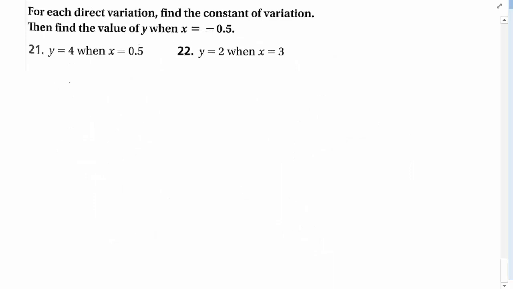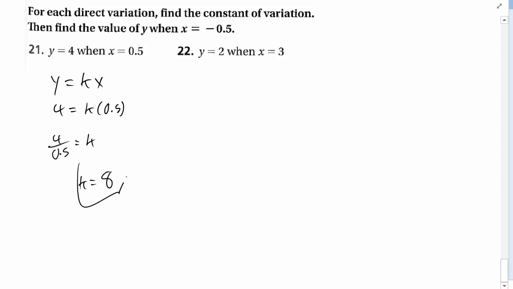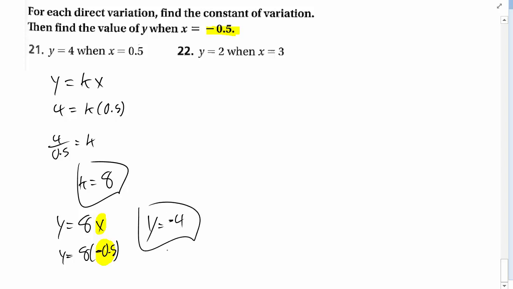Here we're asked about direct variations. So remember, it's y equals kx. So we're trying to solve for the k. In other words, what you multiply by the x to get the y. So I solve for k by dividing the y by the x. So k is 8. Your function is y equals 8x, and we want to find the y when x is equal to -0.5. So I substitute -0.5 in place of x. So y is equal to 4 when x is -0.5.